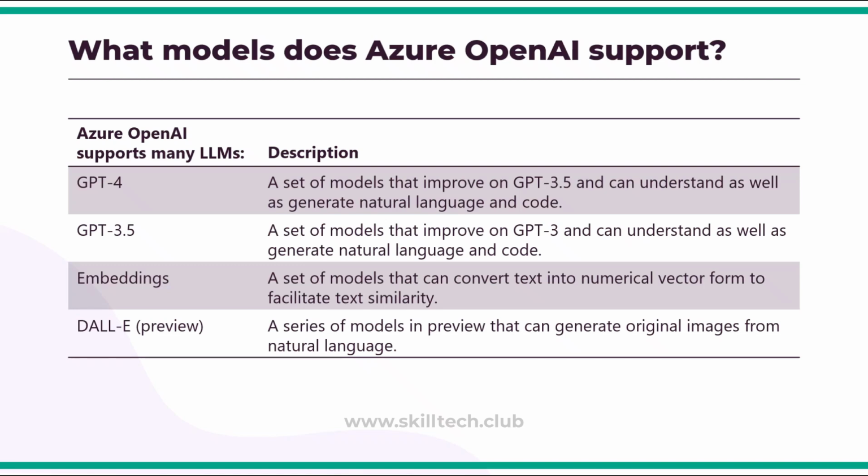We have models for GPT-4 and 3.5. We have embedding models, which are helping you to convert text into numeric vectors. And it can facilitate with the text similarities with that. Or you can use a DALL-E model, which is currently in preview, but very soon is going to be available with GA. Which is nothing but a series of models that can generate original images from natural language text. That's what DALL-E can do.